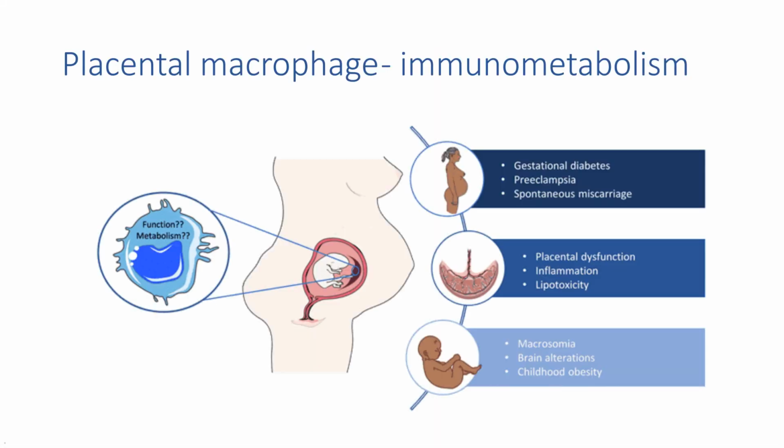And so just looking at this last bit of work here, looking at that placental macrophage immunometabolism, we know there's some kind of functional metabolism defect occurring in these cells. And we're now looking at how that may be associated with gestational diabetes and various other pregnancy disorders, placental dysfunction, inflammation, liver toxicity, the things that are actually going on in the placenta, and then thinking about what that means for the baby.